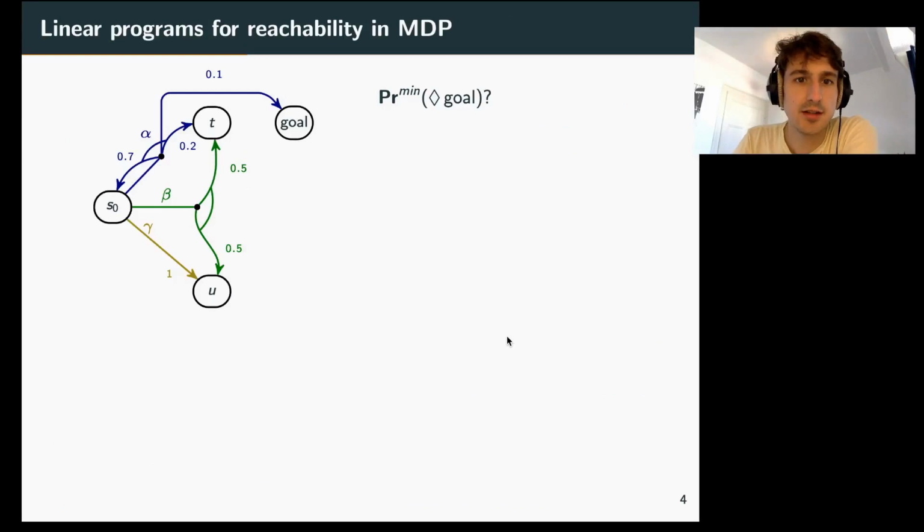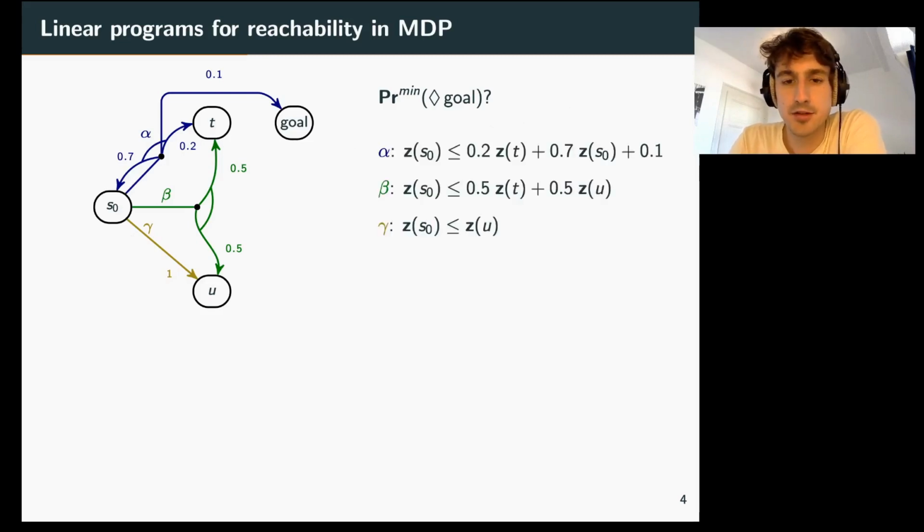Take a step back and see how minimal and maximal reachability probabilities can actually be computed in MDPs. So here we have a part of an example MDP where the state S0 has 3 outgoing actions, and we want to compute the minimal reachability probability. So what we do is we construct a linear inequality for each action, which basically says that the value in state S0 should be at most the value that we get by applying the corresponding action.